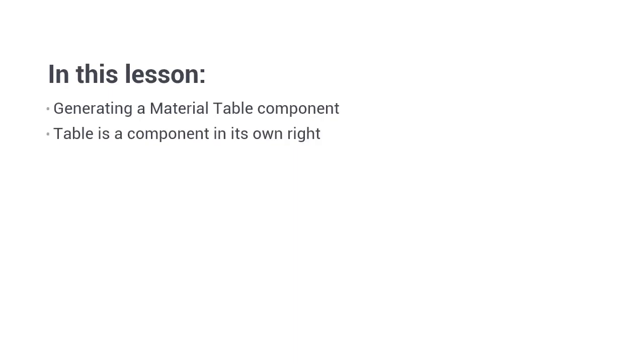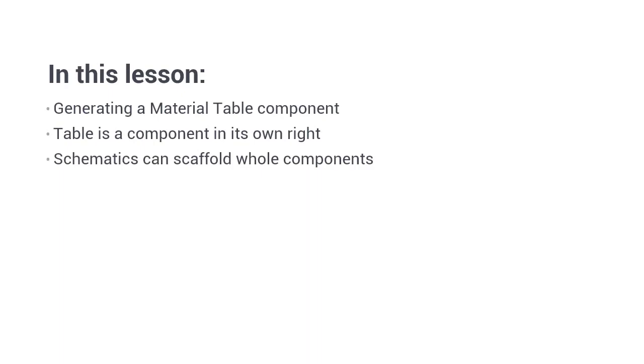Hi folks, in this lesson we're going to see how we can use the Angular CLI to generate a material table component. So far in this course we've used the CLI to create a navigation component and a dashboard component. Unlike these two previous components, however, the table is a component in its own right rather than a collection of different individual components. Using the CLI to generate material components like this is a new feature of Angular 6 called schematics, which are a way to extend the Angular CLI in order to have it create new files for you.